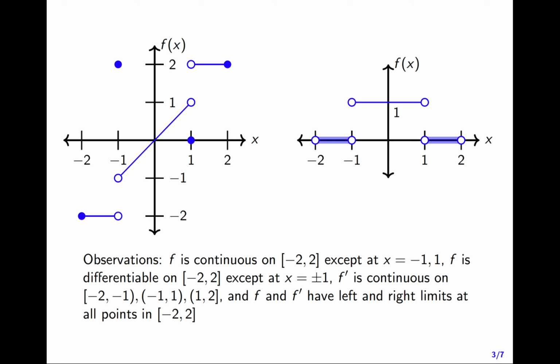And again, f and f prime have left and right limits at all points in this interval minus 2 to 2. So even though the full limit doesn't exist, for example, the limit as x goes to minus 1 of f on the left, well, that's going to be minus 2, because I'm down at minus 2 on the left of minus 1. But on the right of minus 1, I'm sort of on the line f of x equals x, so that limit would become minus 1. So I have discontinuities, but the left and right limits exist, and that's true for both f and f prime.